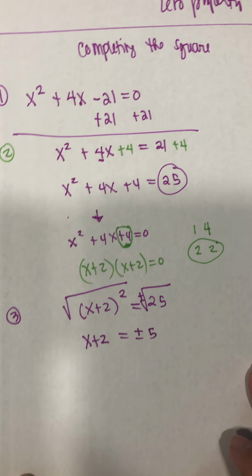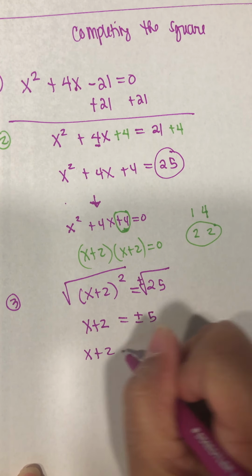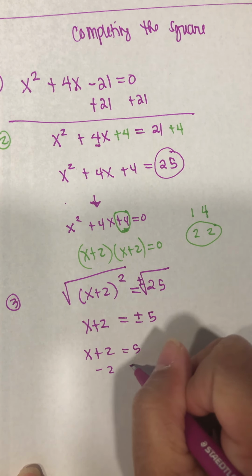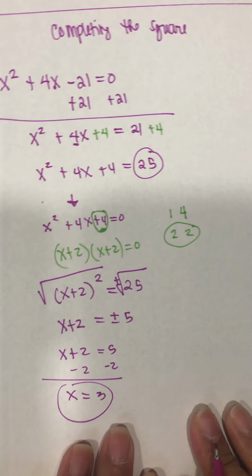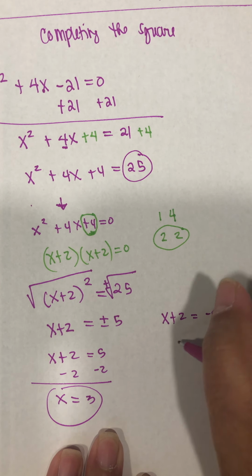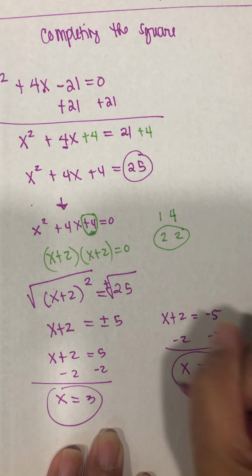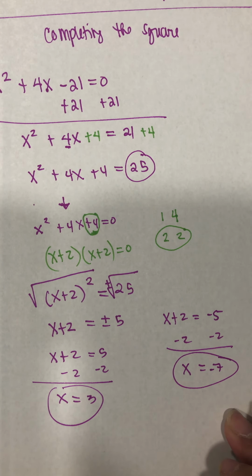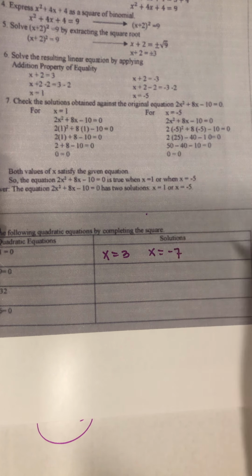Then don't forget that you're going to solve the equation. So now we have x plus 2 equals positive 5. So one solution is 3. The next one is x plus 2 equals negative 5. So you have two solutions for number 3 for this one. So the solutions are x equals 3 and x equals negative 7.